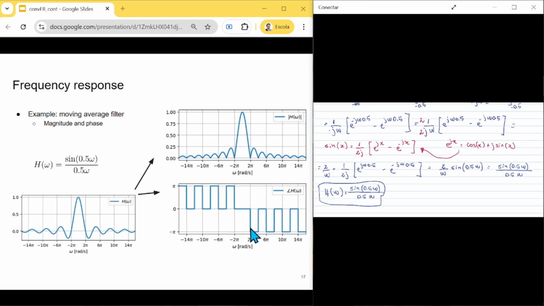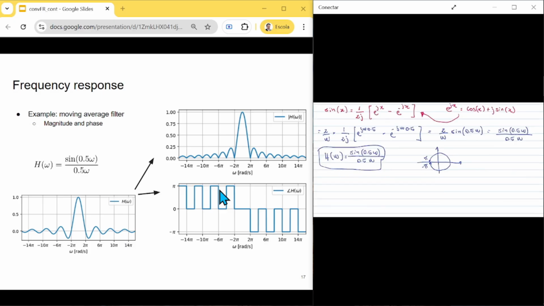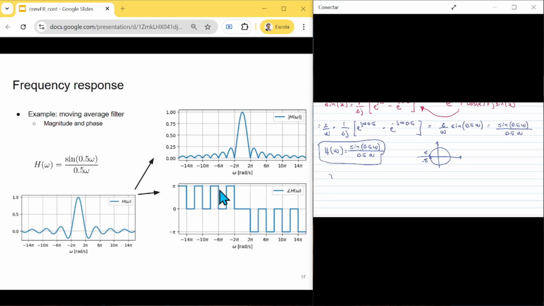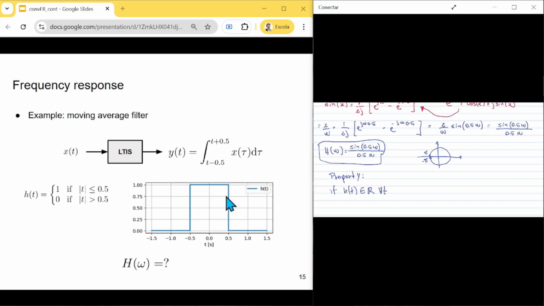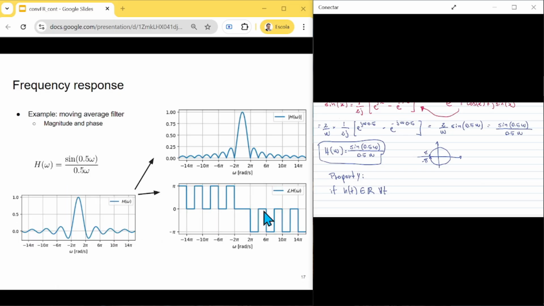Now, why do I say this pattern? We know that in terms of angle, pi and minus pi are just the same angle. So why did I choose to represent this side with minus pi and this side with plus pi, if they're the same? It's just to respect one important property of frequency responses, which is the following. This property here, which states that if h of t is real for all t, so if the impulse response is real, and in this course, it will always be real. So this property is really general for us in our context.